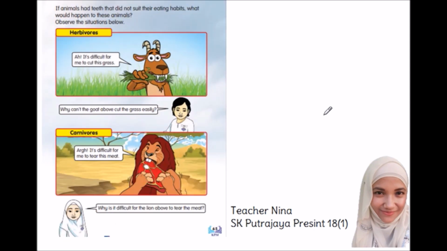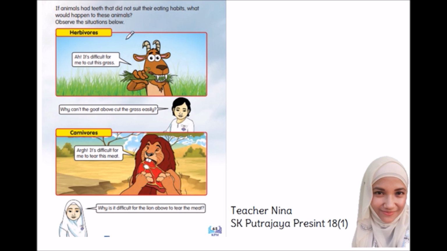Now, let's look at the next page. It might sound funny, but it is worth discussing about. Question. If animals had teeth that did not suit their eating habits, what would happen to these animals? Observe the situations below. Animals had teeth that did not suit their eating habits? What do they mean?